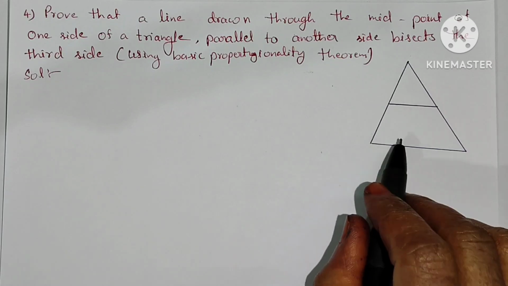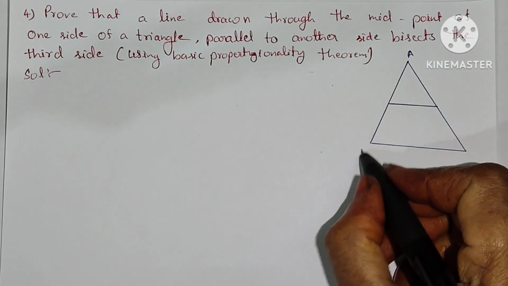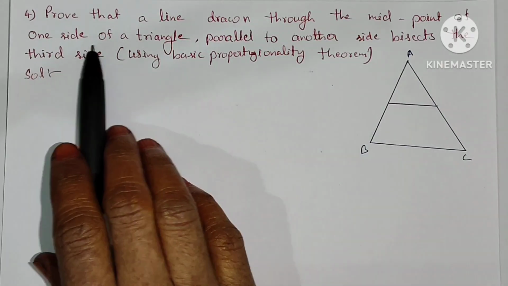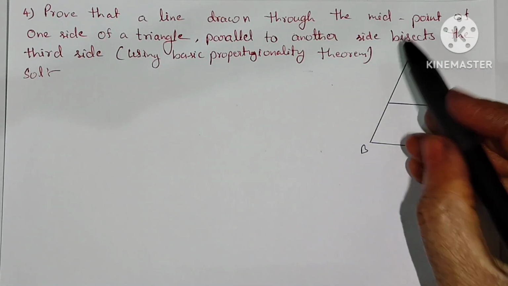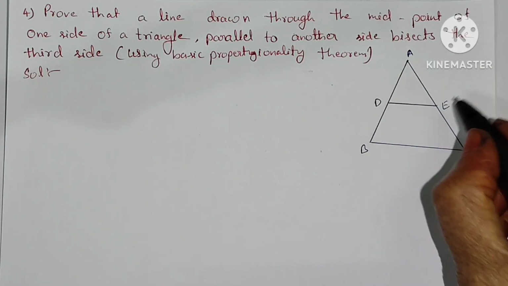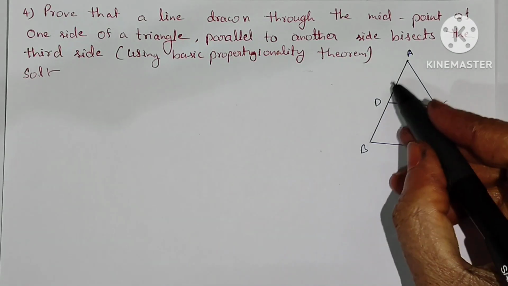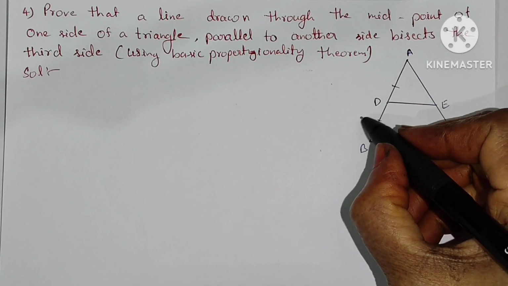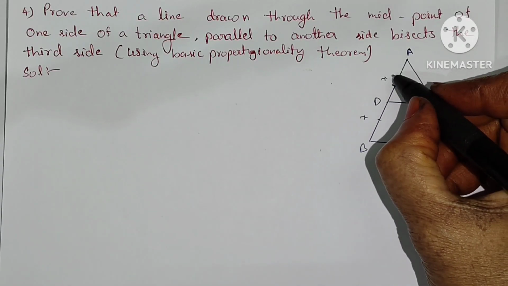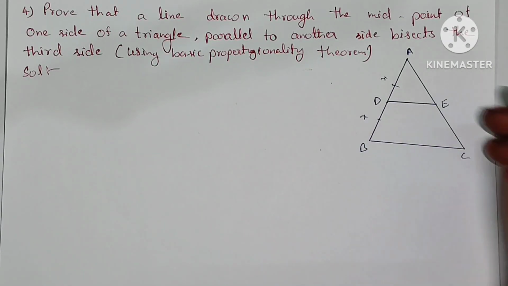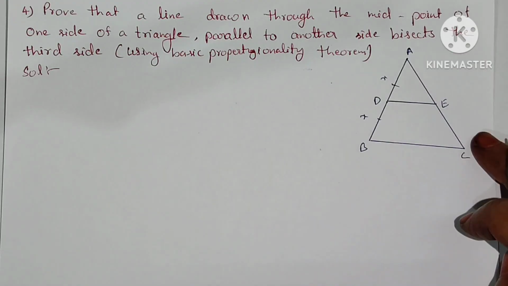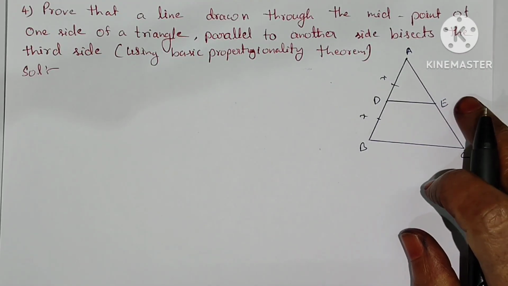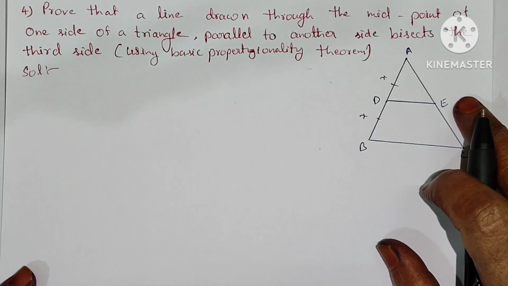Now here we already drew the triangle ABC, with a line through the midpoint of one side of the triangle. Here DE. D is the midpoint of AB, which means these two distances are equal. Suppose X centimeters, here also X centimeters. We can prove that E is the midpoint of AC, using the basic proportionality theorem.